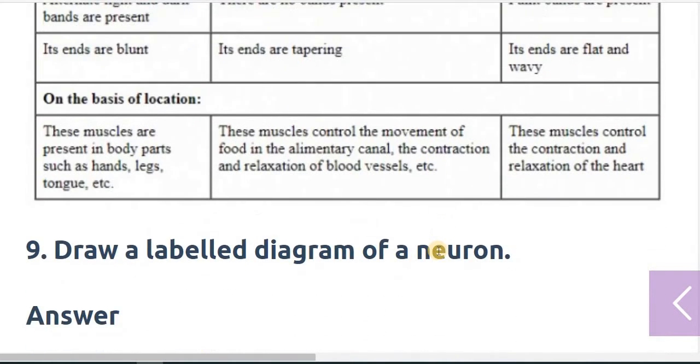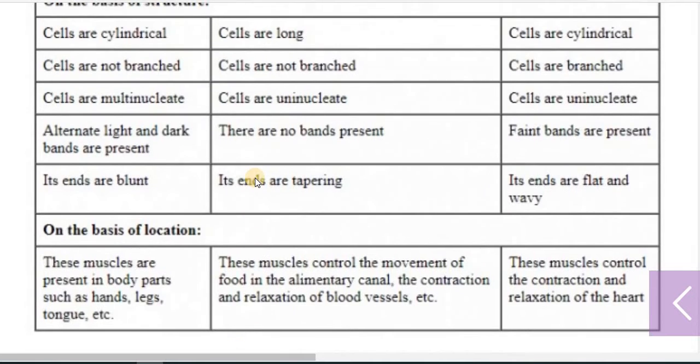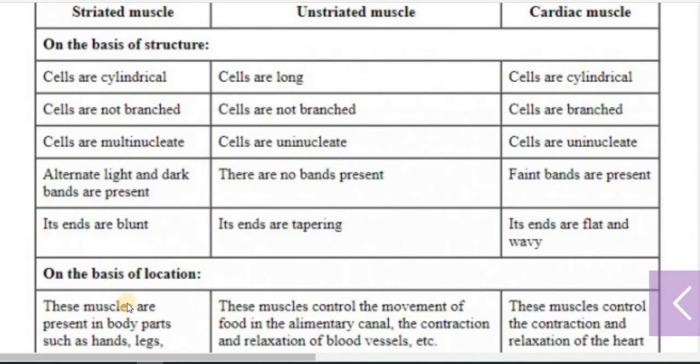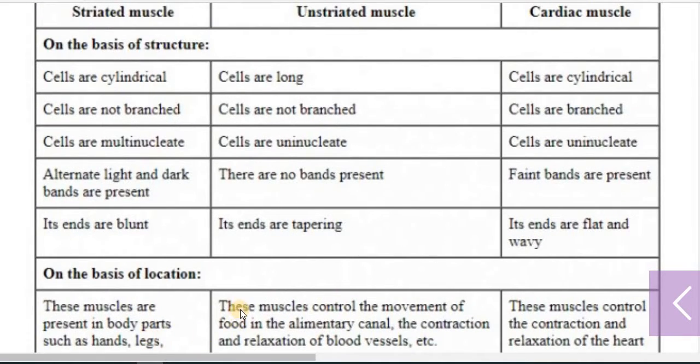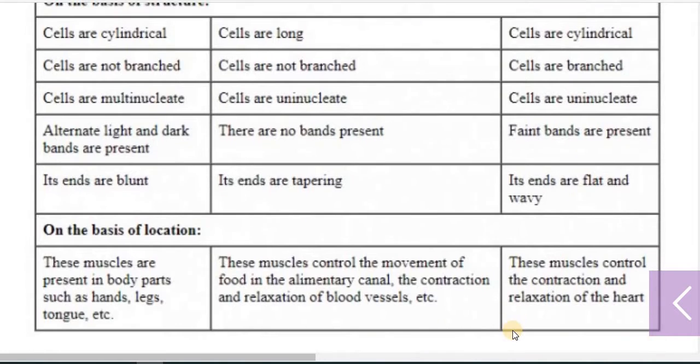Now let's see the difference on the basis of location. The striated muscles are present in body parts such as hands, legs, tongue, etc., whereas the unstriated muscles control the movement of food in the alimentary canal, the contraction and relaxation of the blood vessels, etc. Whereas cardiac muscles control the contraction and relaxation of the heart.